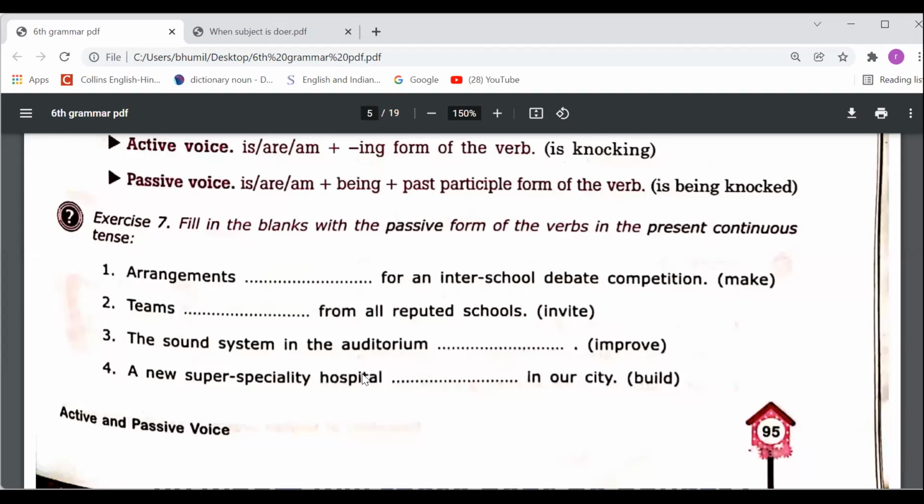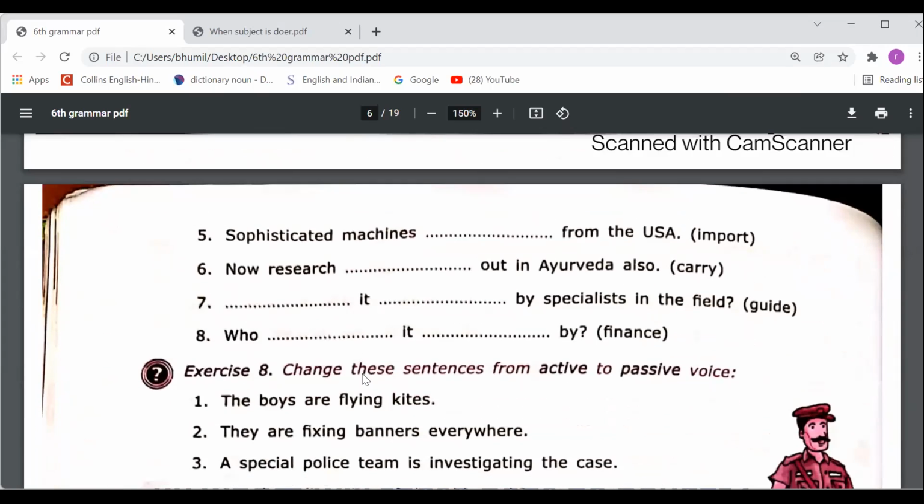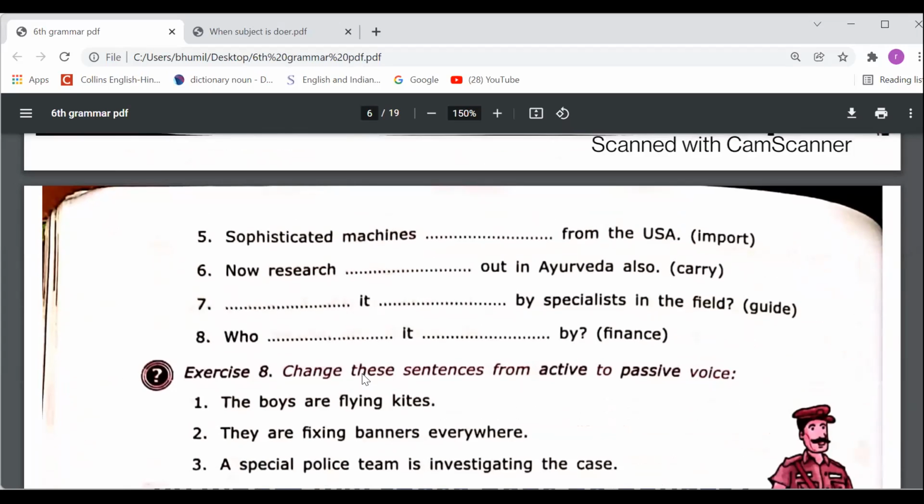This exercise you should do by yourself, and the rest of the sentences we will do in our next class.